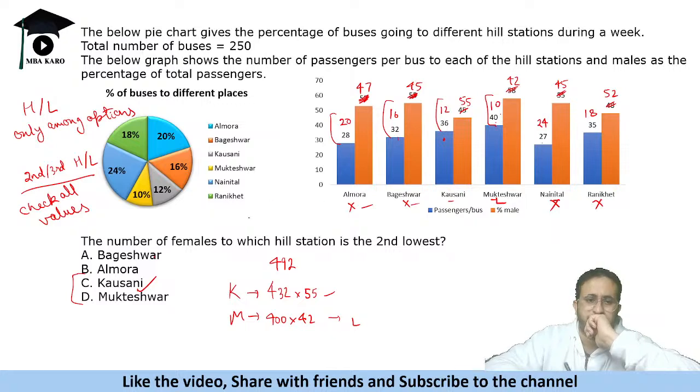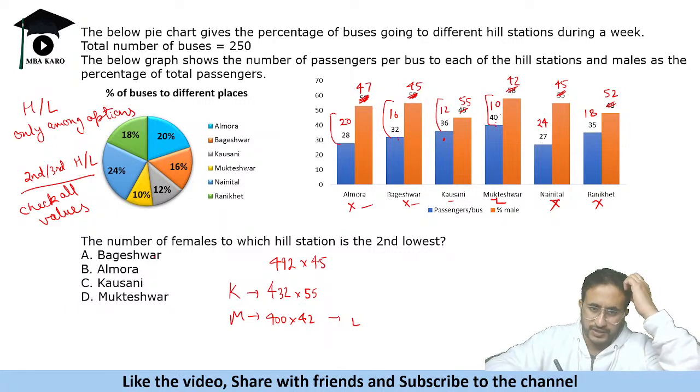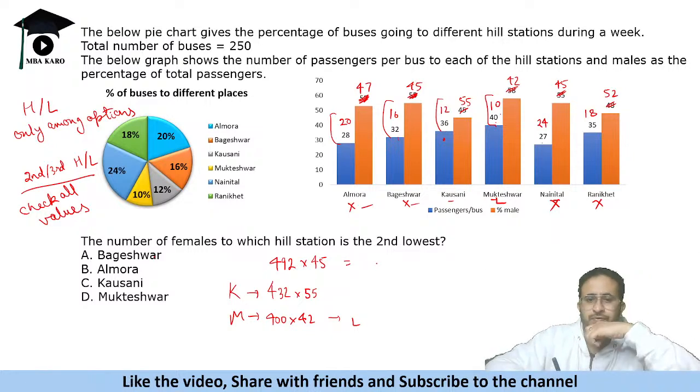ओके, हो सकता है, ये भी हो सकता है. 480, 492 का 45. इन दोनों में से एक होगा, like Mukteshwar तो lowest, that we are sure of. Almora and Kausani we might have to calculate. So what I can do is 49 into 9, 43 into 11. ठीक है, रफ एस्टिमेट कर रहा हूँ.